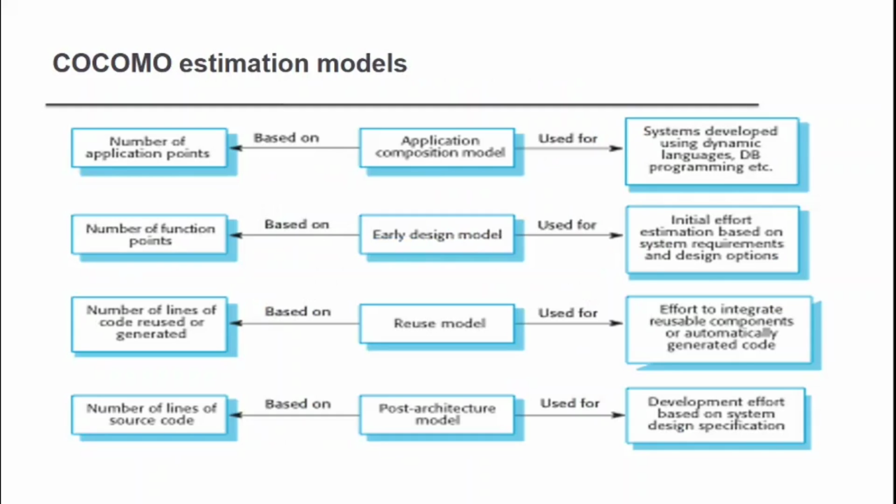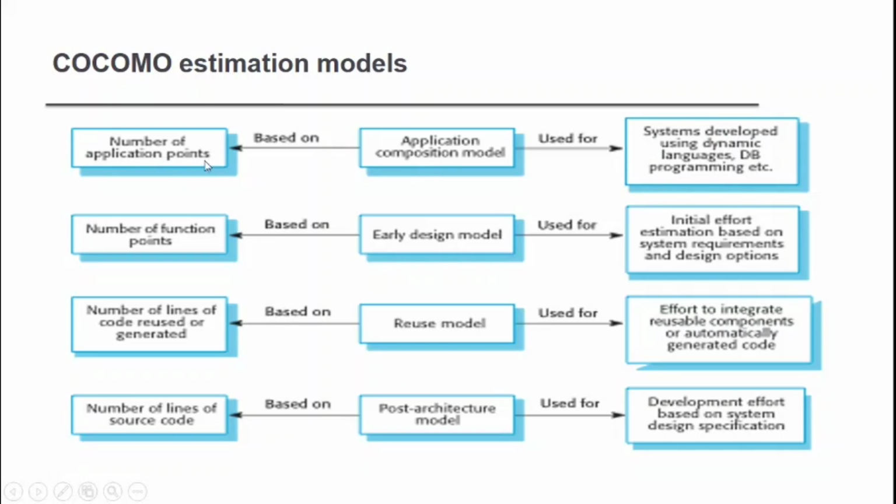Here you can see the COCOMO II estimation model diagram. There is the application composition model, early design model, reuse model, and post-architecture model. And a very important question: the application composition model is based on the number of application points, the early design model is based on the number of function points, the reuse model is based on the number of lines of reused code, and the post-architecture model is based on the number of lines of source code.